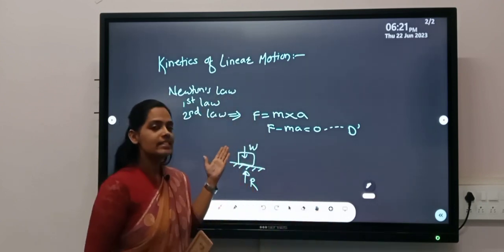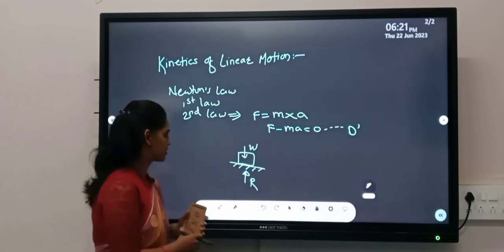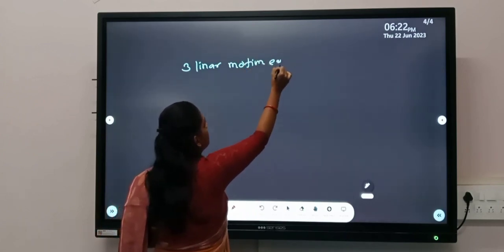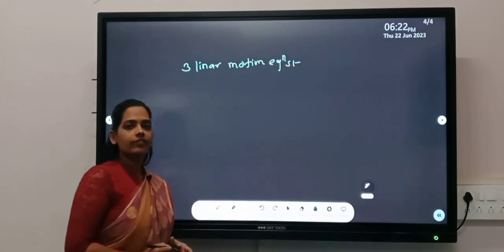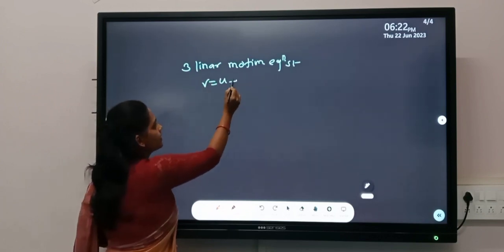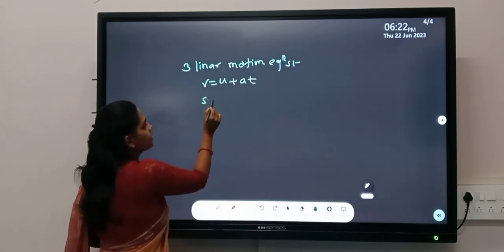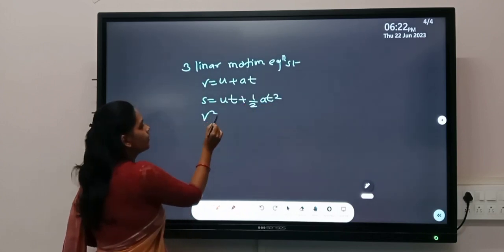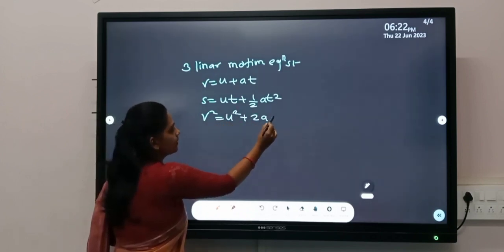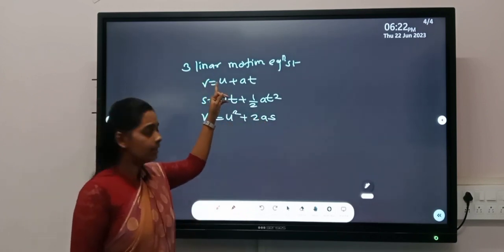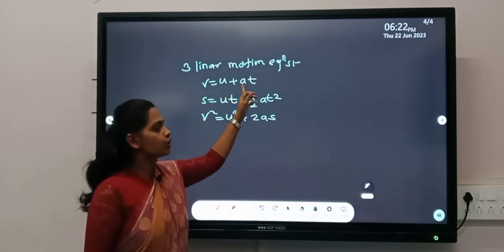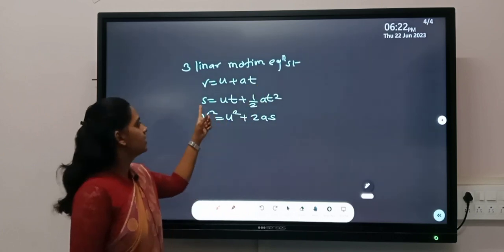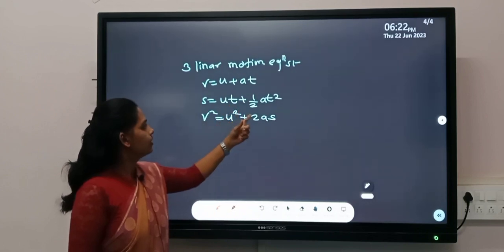Okay. Now we will see the 3 linear motion equations. So what are the 3 linear motion equations? V is equal to u plus at, then S is equal to ut plus half at square, and V square is equal to u square plus 2as, where u is initial velocity, V is final velocity, a is acceleration, t is time taken for the body to move from one place to another place, S is the distance travelled in meters, and so on.